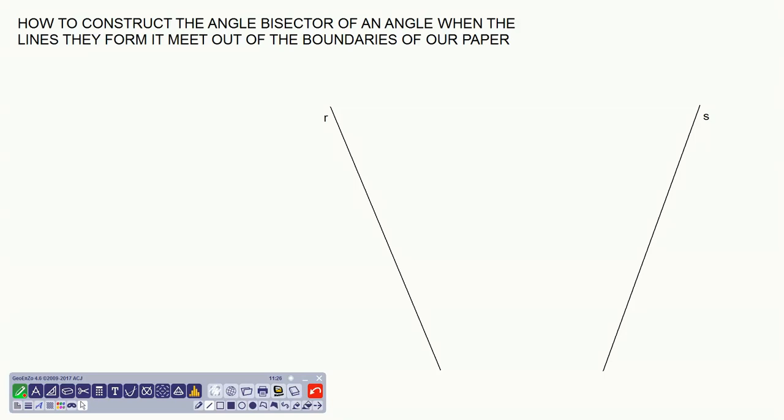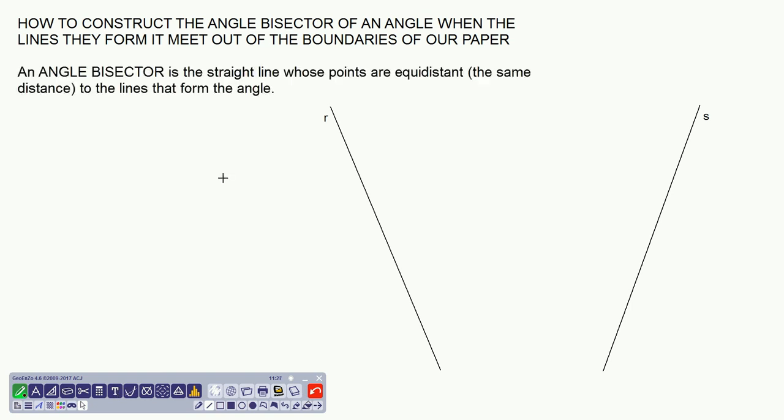If we want to find the angle bisector of the angle that two straight lines form when they meet out of the boundaries of our paper, which is our case now, you see that lines R and S meet out of our boundaries, we have to apply the definition of angle bisector, which is that an angle bisector is the straight line whose points are equidistant, or at the same distance, to the lines that form the angle.